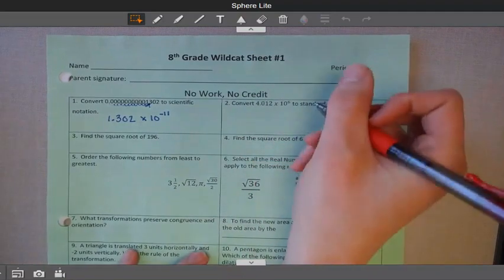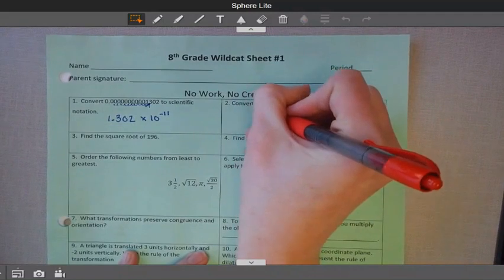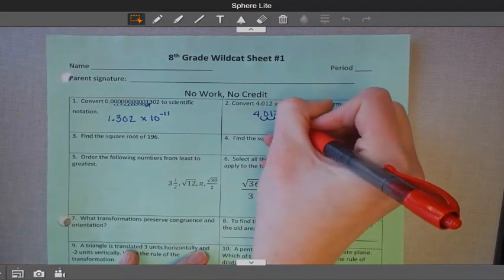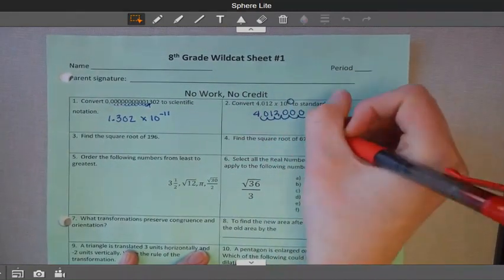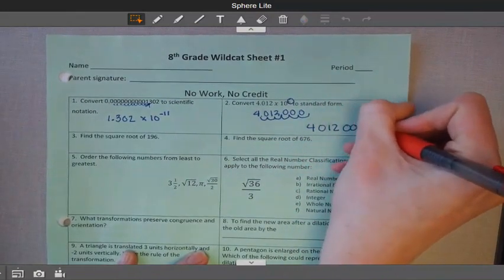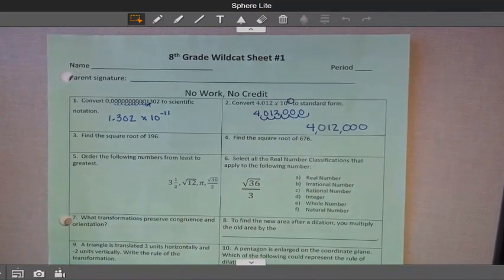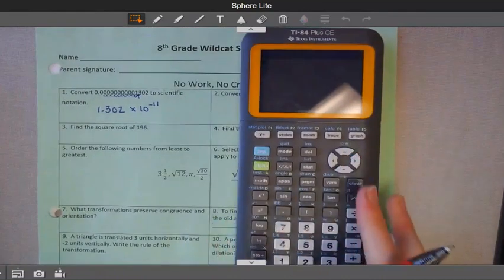Now it wants this scientific notation number converted to standard form. Well, my exponent in this case is positive. So I'm going to move my decimal 6 places, 1, 2, 3, 4, 5, 6 to the right, fill in with zeros. So my final answer is 4,012,000.